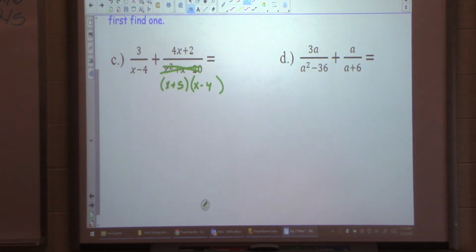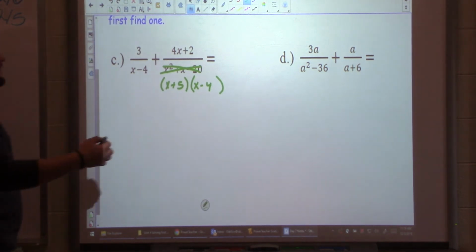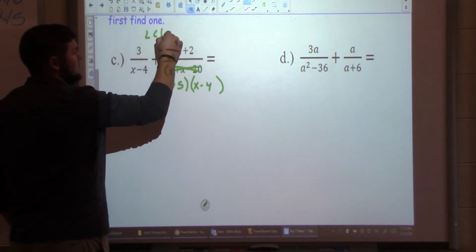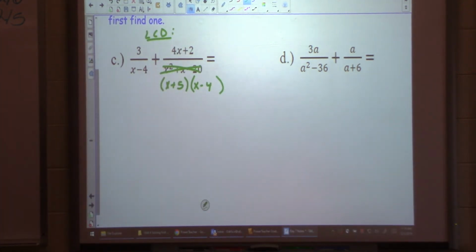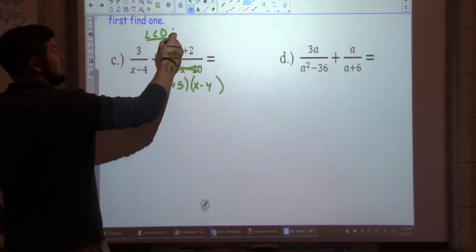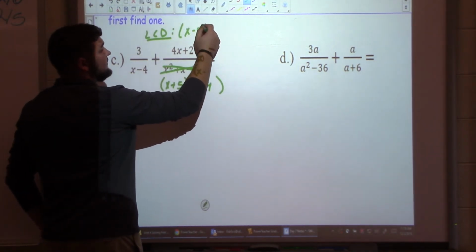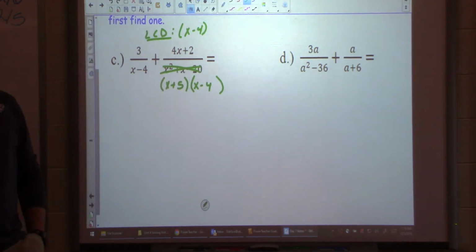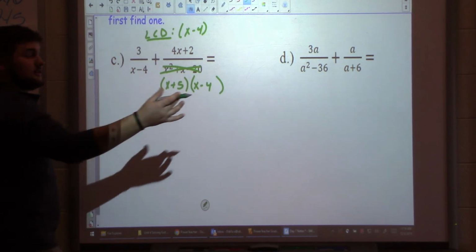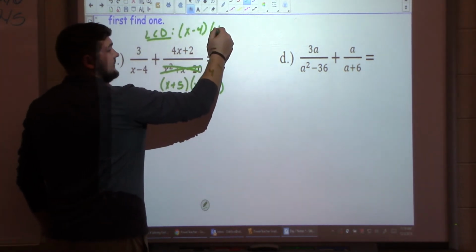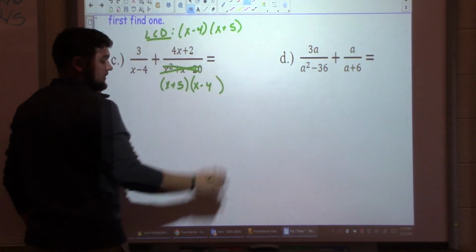Okay. So now when I'm finding my least common denominator, I'm looking: do the two denominators have any terms that are similar? X minus 4. So that's what I'm going to start with for my least common denominator. Do they have any other terms that are similar? No. So I multiply by anything else that's left over, which in this case would be x plus 5. Good.